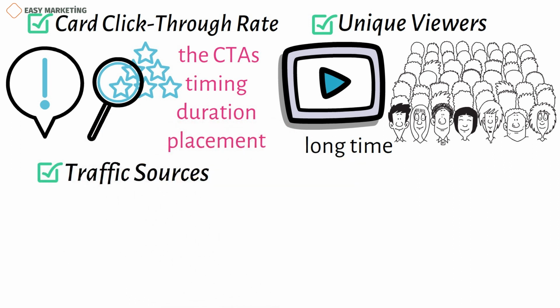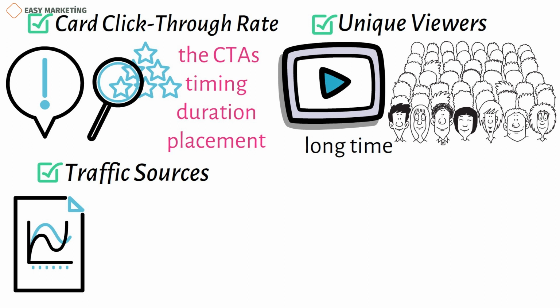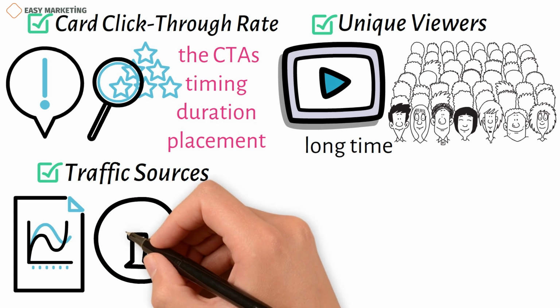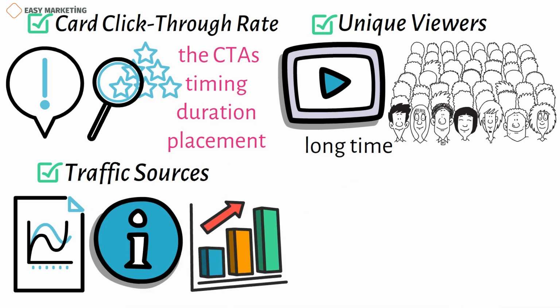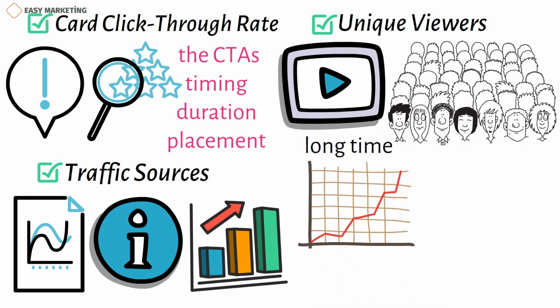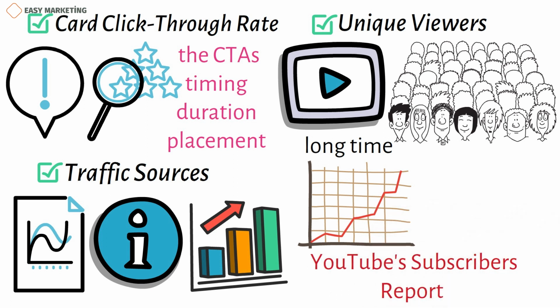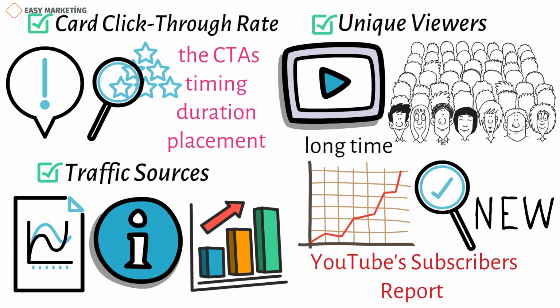Traffic sources. The traffic sources report shows how people found your videos and which traffic sources get the most interaction. You can use this information to improve your video promotion plan by choosing where to share your content. You can find out which videos, regions, and time periods gained and lost subscribers by looking at YouTube's subscribers report. Using this information to find out what topics are popular with your current members will help you find new subscribers.